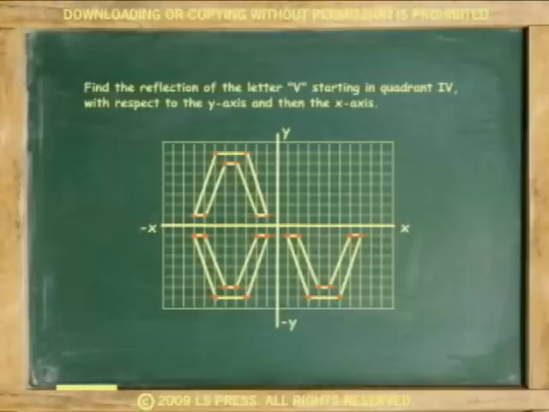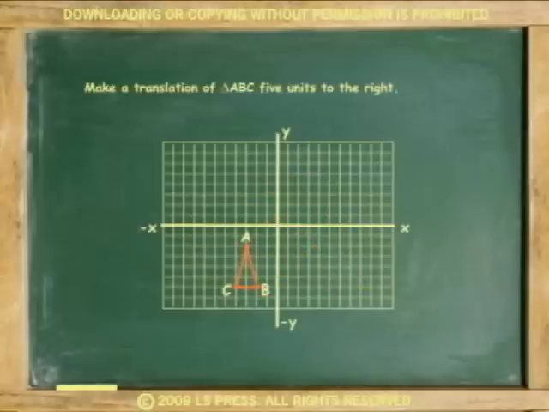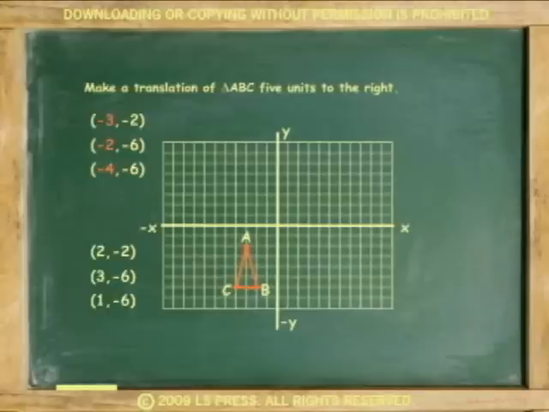Now to translations. Translations are movements which go up, down, right, or left. For example, in here, make a translation of triangle ABC 5 units to the right. The original position of triangle ABC was (-3, -2), (-2, -6), and (-4, -6). Because it is to the right, all the x values of the coordinates change, but the y values stay the same. Simply add 5 to each x.